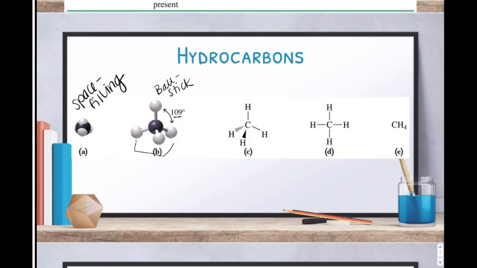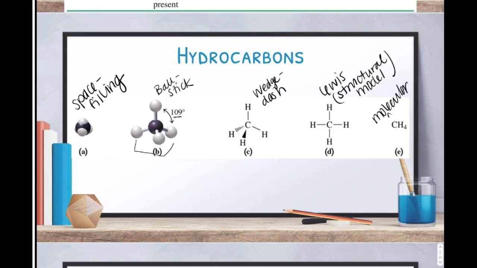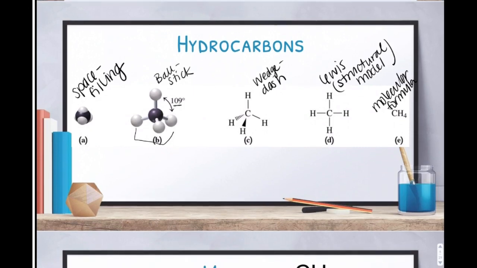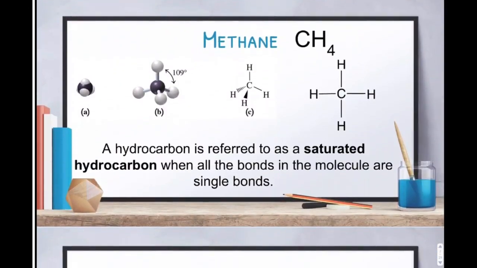Here is your wedge dash model, which you're familiar with. Here's your typical Lewis structure, also known as a structural model. And then here you have your molecular formula. This is for methane, and we know methane is CH4. That's one of the common names you need to know. We're going to learn how to name that with the organic naming system in just a second.